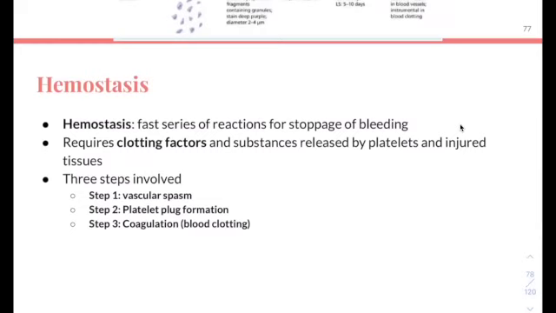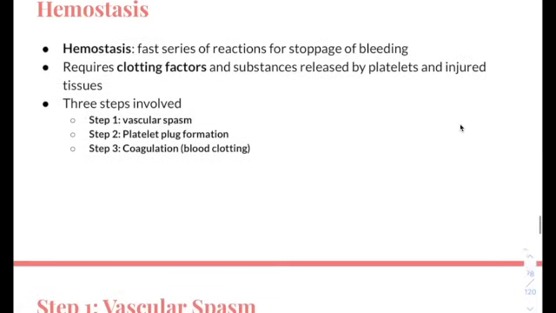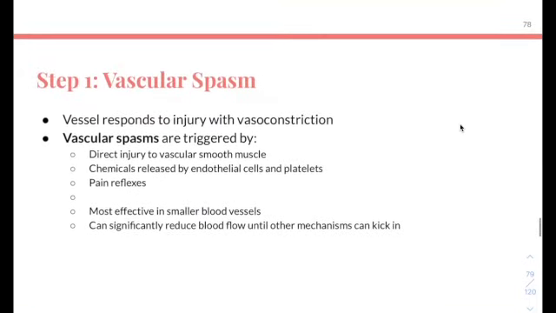Hemostasis. This is the process of stopping bleeding after something has poked a hole through a blood vessel. So there's different clotting factors and substances that are released by platelets when that tissue is injured to bring more platelets to the area. So the first step is there's some kind of vascular spasm. So that vessel responds to that injury.